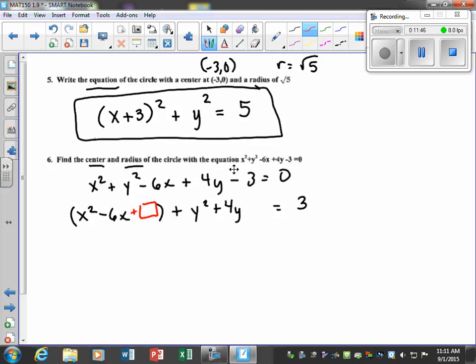Let me just make a side note. To find the box, you take the middle term, which is your b term, divide by 2, and square it. Here a is 1, and b is negative 6. The c term we don't know, we're looking for it. So you take the b term, negative 6, divide by 2, and square that. That's negative 3 squared, which is just 9. So this number needs to be 9.